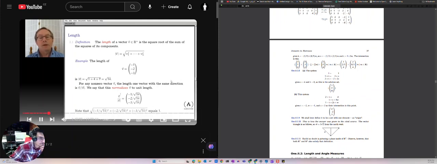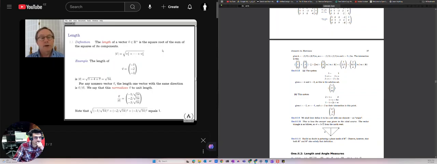So normalizing is how you start with a vector and get a new one whose length is 1. And it works as long as the original vector is not the 0 vector.